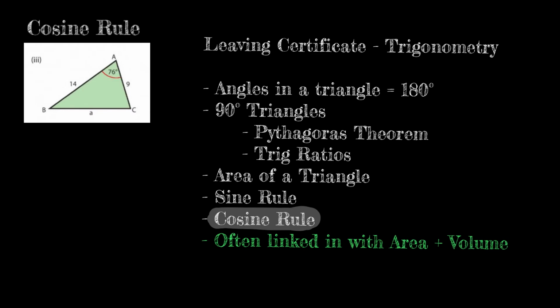First things first, what is the cosine rule? It's just another way of finding an unknown side or an unknown angle, right? And the cosine rule is the longest of all the ones that you're doing. It's A squared is equal to B squared plus C squared minus 2BC cosine of A. Okay, so that's the cosine rule there.